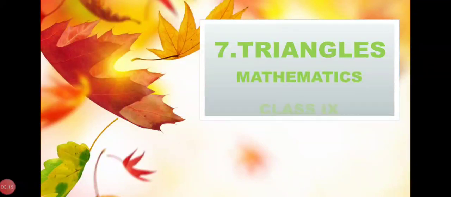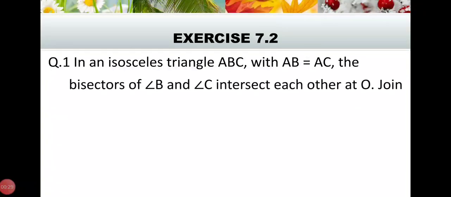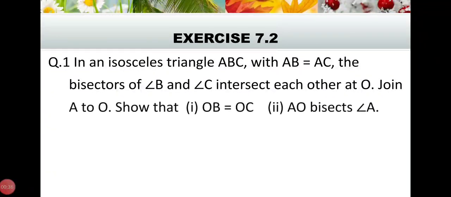Let's solve exercise 7.2, which is based on the application of theorem 7.2 and 7.3. So, question 1 of exercise 7.2. In an isosceles triangle ABC with AB equal to AC, the bisectors of angle B and angle C intersect each other at O. Join A to O. Show that number 1, OB equal to OC, number 2, AO bisects angle A.